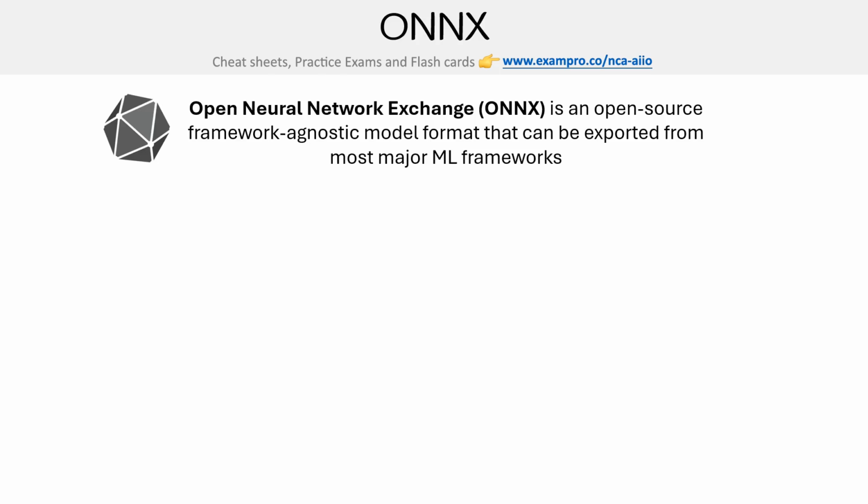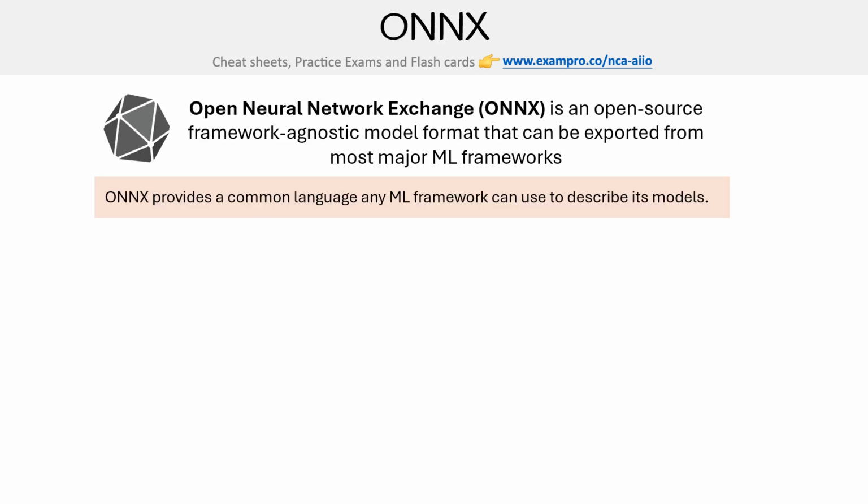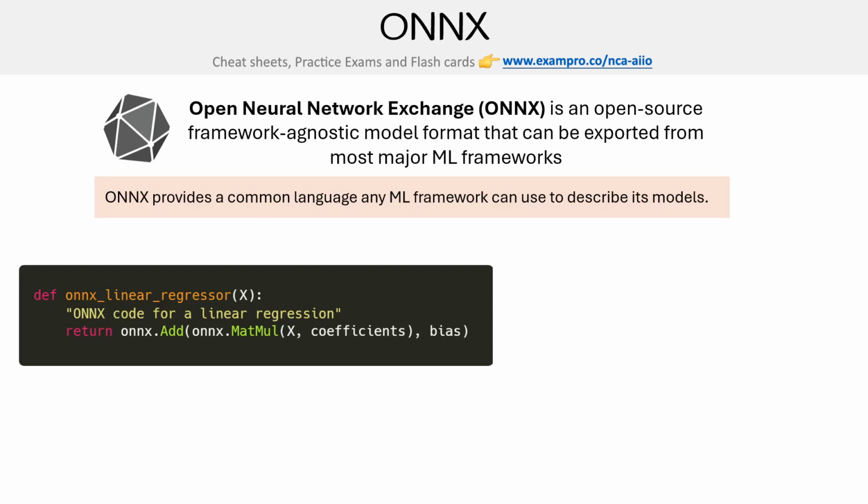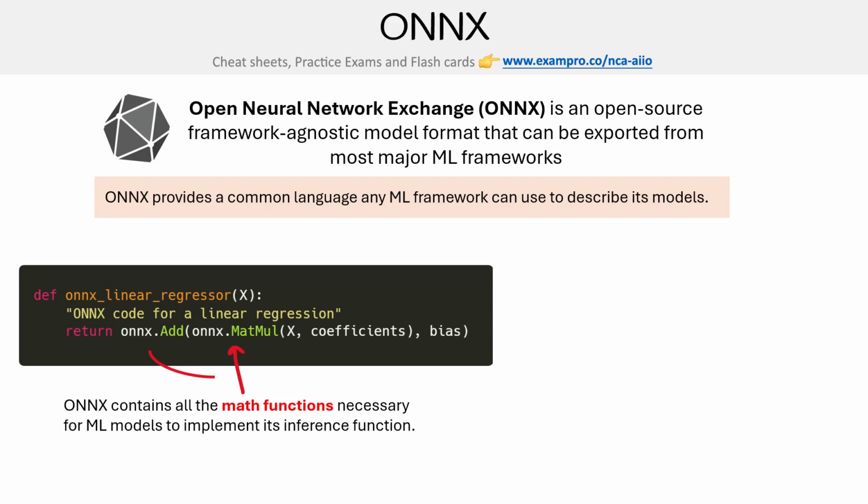Let us take a look here at ONNX, which is the Open Neural Network Exchange, an open source, framework-agnostic model format that can be exported from most major frameworks. ONNX provides a common language any machine learning framework can use to describe its models. So imagine you need a linear regression. ONNX contains all the math functions necessary for ML models to implement their inference function. By sticking with ONNX, we're normalizing all these function calls so that we can move from one framework to another, okay?